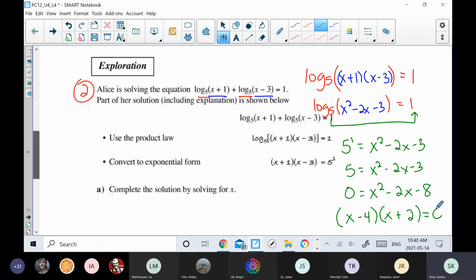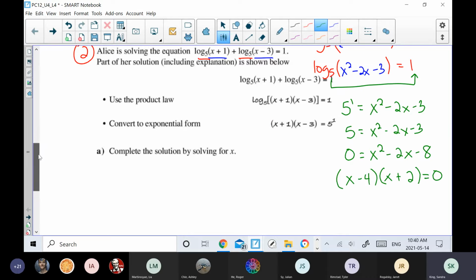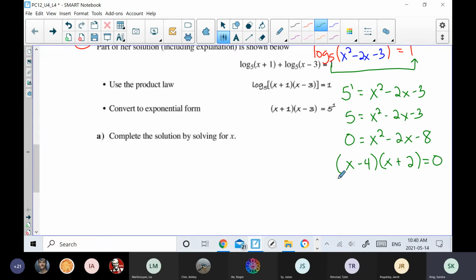And don't forget, you don't want to drop that 0. So don't drop the 0. Now we actually have two answers. This answer, x is equal to 4, and this answer, x is equal to negative 2. One of these might be extraneous. So what we have to do is check which one of these is the actual solution and which one is extraneous. How you do that is as follows.